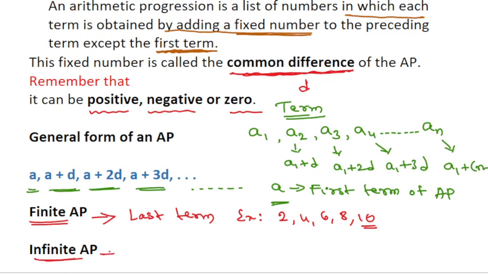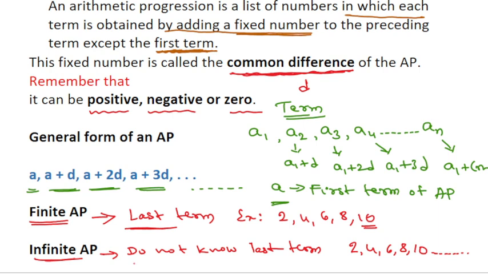In case of an infinite AP, we do not know what the last term is. For example, 2, 4, 6, 8, 10, dot dot dot. It means that the AP is continuing. There is no end to this AP. Therefore, it is called an infinite AP. Finite means there is a last term in the AP, and infinite AP means there is no last term to the AP.